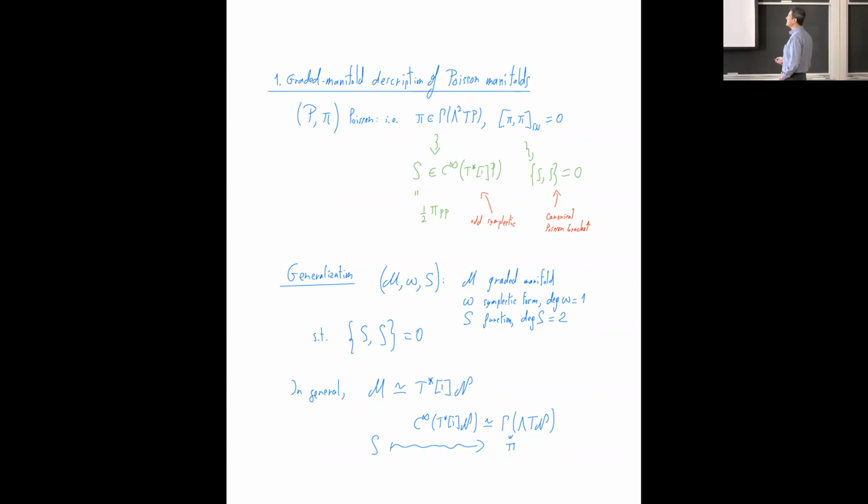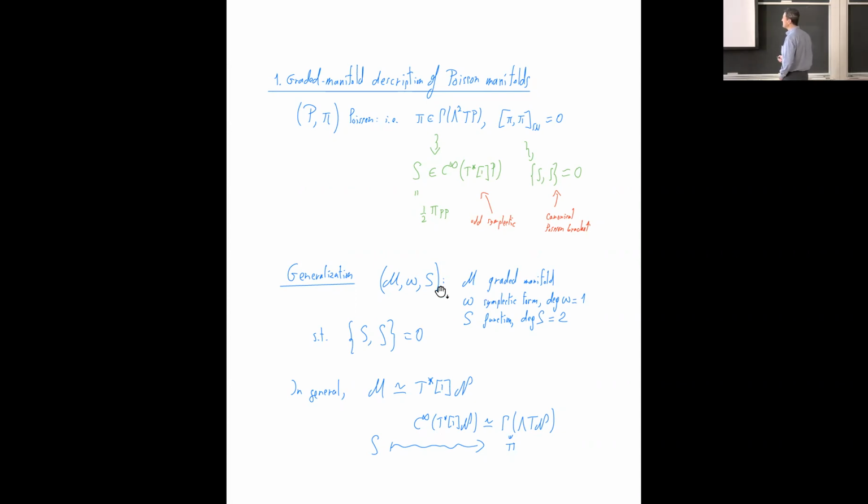Now, a generalization is to be a bit more flexible, for example, no longer assume that P is a manifold. P could be a supermanifold itself. And so the generalization is actually starting from this data here, namely a Poisson bracket of degree -1 and a function of degree 2 that commutes with itself. So these are the data here.